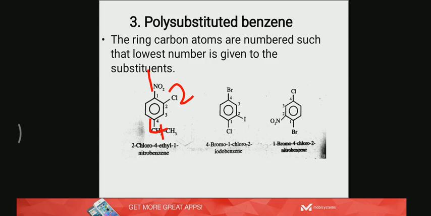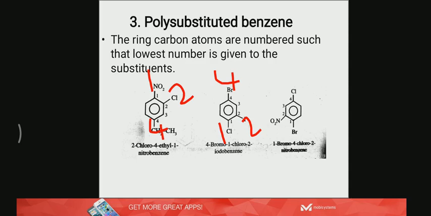So what is the name? 2-chloro, 4-ethyl, 1-nitrobenzene. In the next one, bromo, iodo, chloro. Don't consider the alphabetical priority and give bromine 1. Then iodine and chlorine will get 3 and 4. Those are larger numbers. Instead, we start numbering from chlorine as 1, 2, and 4 like this. So it is 1, 2, 4. That is the lowest numbering possible for the substituents, but we write in alphabetical order. So what is the name? 4-bromo, 1-chloro, 2-iodobenzene.